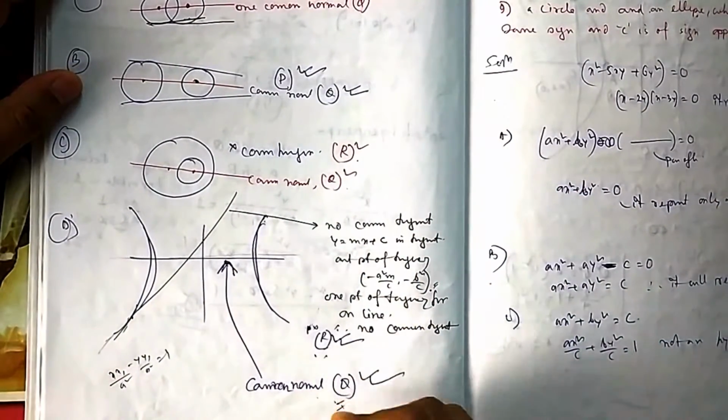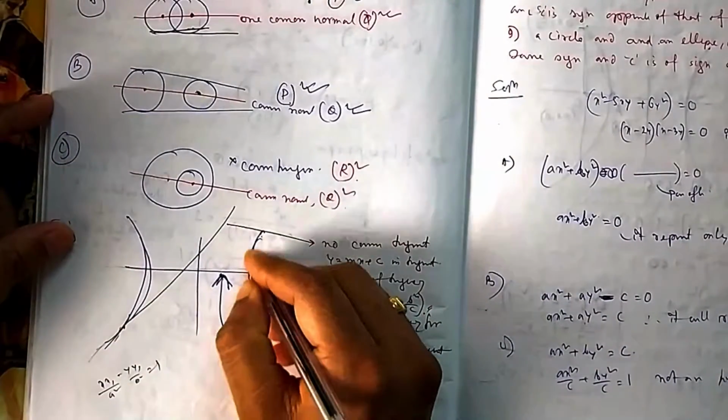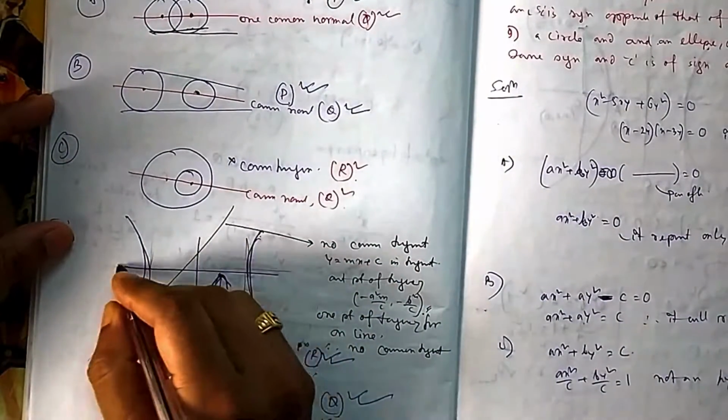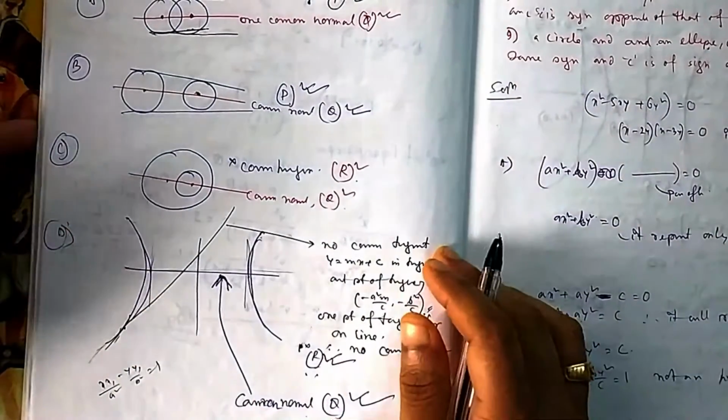No common tangents, but one common normal. Normal you can see at this point this is the tangent, at this point this is the tangent. So obviously this will be the normal. So here you can see that's why it is the normal.